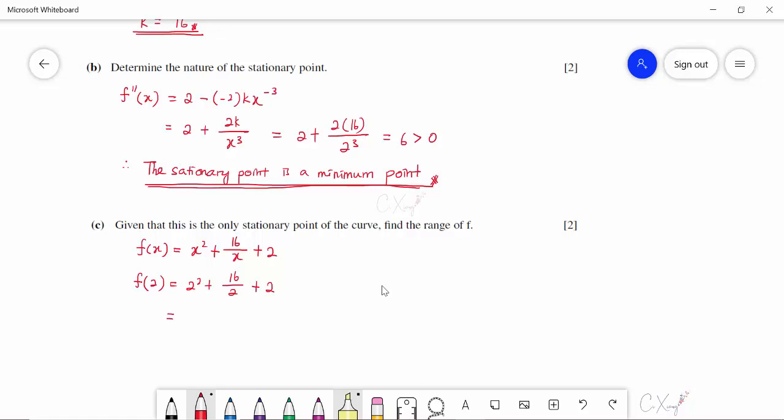So you will get 14. Since y equals to 14 will be the minimum value for the whole function, therefore when you want to state the range, it will be y greater than or equal to 14. Because the 14 itself is the minimum value, or minimum point. Should be minimum value, right? So the range should be y greater than or equal to 14. So this is how we solve this question.